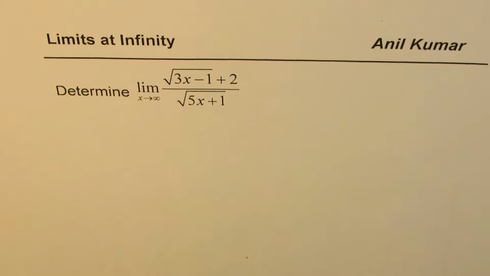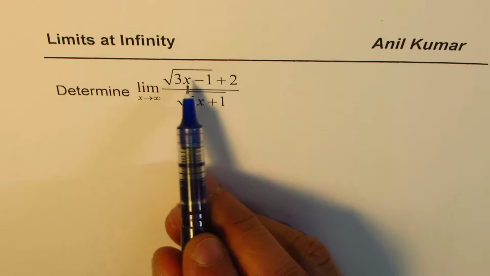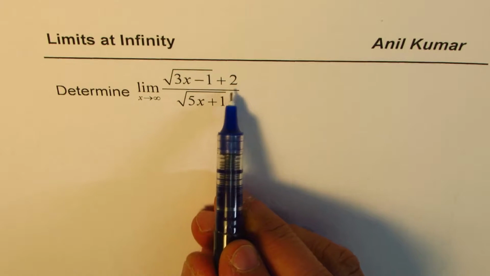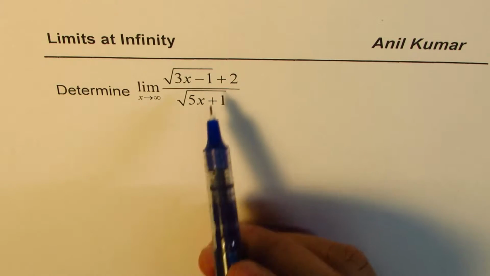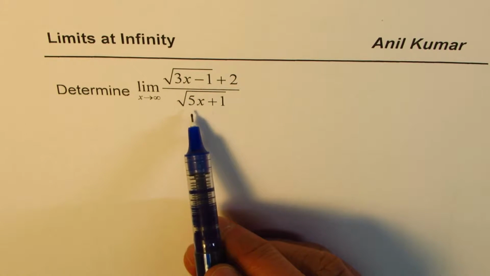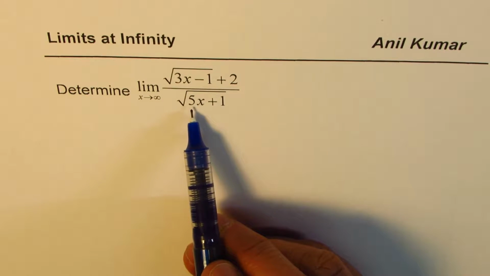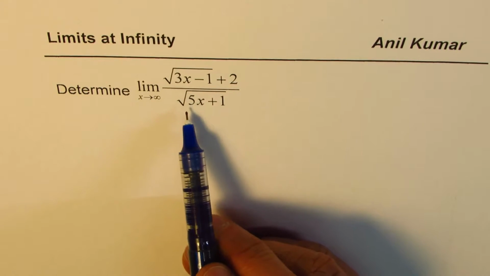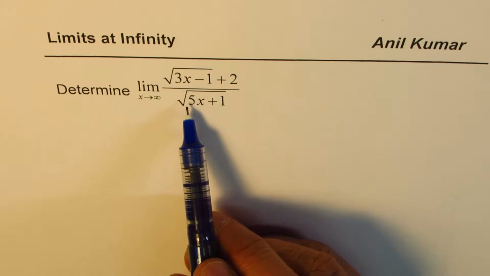The question here is, determine the limit as x approaches infinity of (square root of 3x minus 1, plus 2) divided by square root of 5x plus 1. Now, as you know, the degree of numerator and denominator in this case is 1/2, both the same. So we expect the answer to be the ratio of the leading coefficients, right? That is what we expect the answer to be.